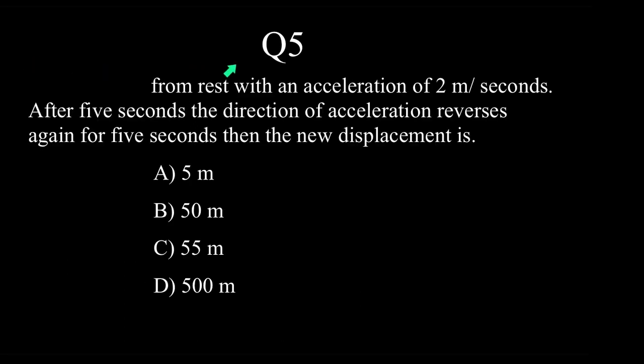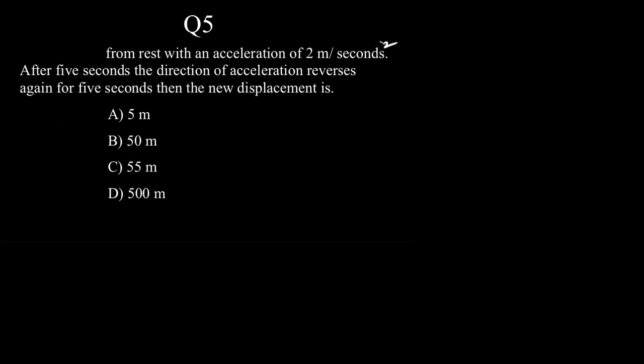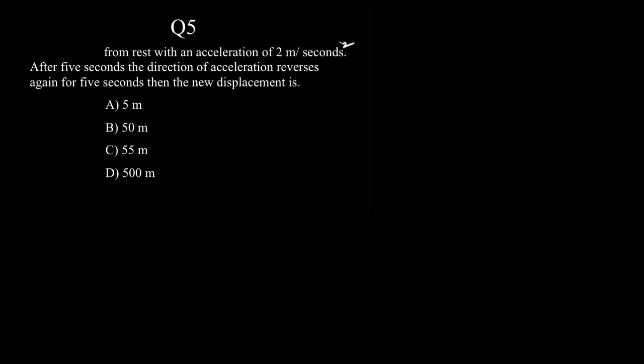An object starts from rest with an acceleration of 2 meter per second square. After 5 seconds, the direction of acceleration reverses for another 5 seconds. Then the new displacement is... This is a really good question. I'll first give the diagrammatic representation and then we'll solve it.